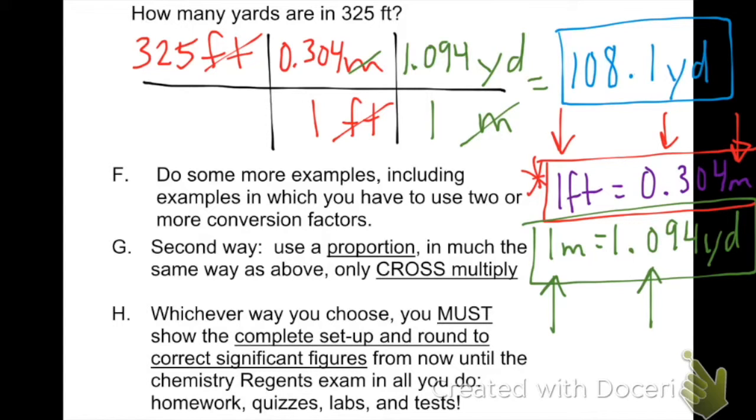Okay. So you're going to do some more examples on the worksheet. Now I just wanted to tell you there's a second way you can do all of these. You can use a proportion and then cross multiply. For me, that's a little tricky, but you can absolutely do it. It's going to work for you as long as you set it up appropriately. But regardless of the way that you choose, you want to make sure that you show the complete setup and then round to the appropriate significant figures from now until the Regents exam on everything. So homeworks, quizzes, labs, and tests.